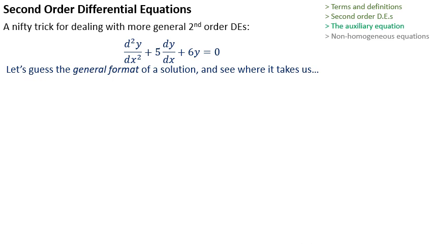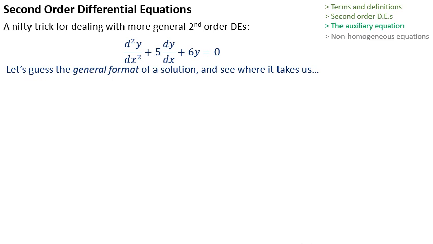The first thing I want to do is guess the general format of a solution. This is a very common technique generally when dealing with differential equations. You've seen a similar thing with things like partial fractions, where we're trying to predict what sort of thing we can end up with, and then we leave some things as constants that we can figure out as we go along. So in this case, let's guess something logical.